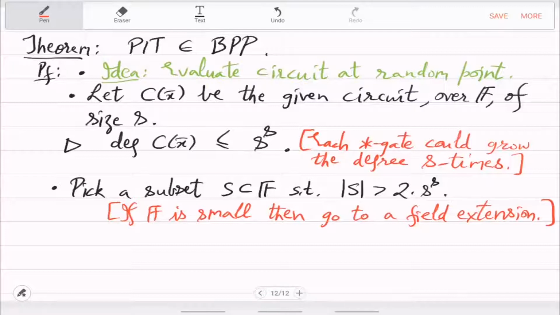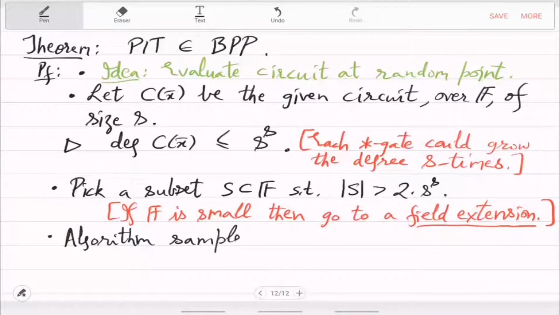Okay, so fields have this beautiful property that you can go to a bigger field contained in your field, as big as you want. So you just go to a bigger field which has size more than 2 times s to the s, and from there you can pick a suitable subset. And then when you are sampling the point, sample from S. So the algorithm samples from S.